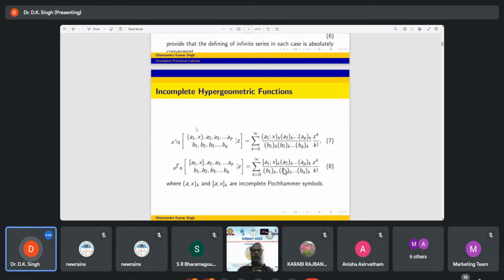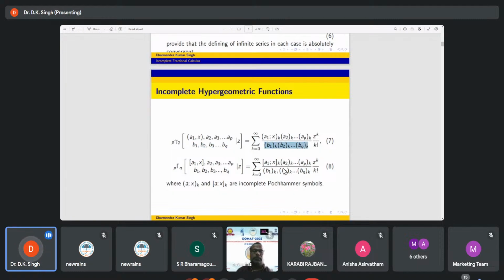So these formulas, the incomplete hypergeometric function, are constructed with the help of the incomplete Pochhammer symbol. This is the incomplete Pochhammer symbol form. As we know, the incomplete Pochhammer symbol is constructed with the help of the incomplete gamma function and the complementary incomplete gamma function. If you look at the notation of the incomplete hypergeometric function, this is the P and this is the Q. P represents what? The numerator, and Q represents the denominator. These represent the numerator form, and these represent the denominator form.